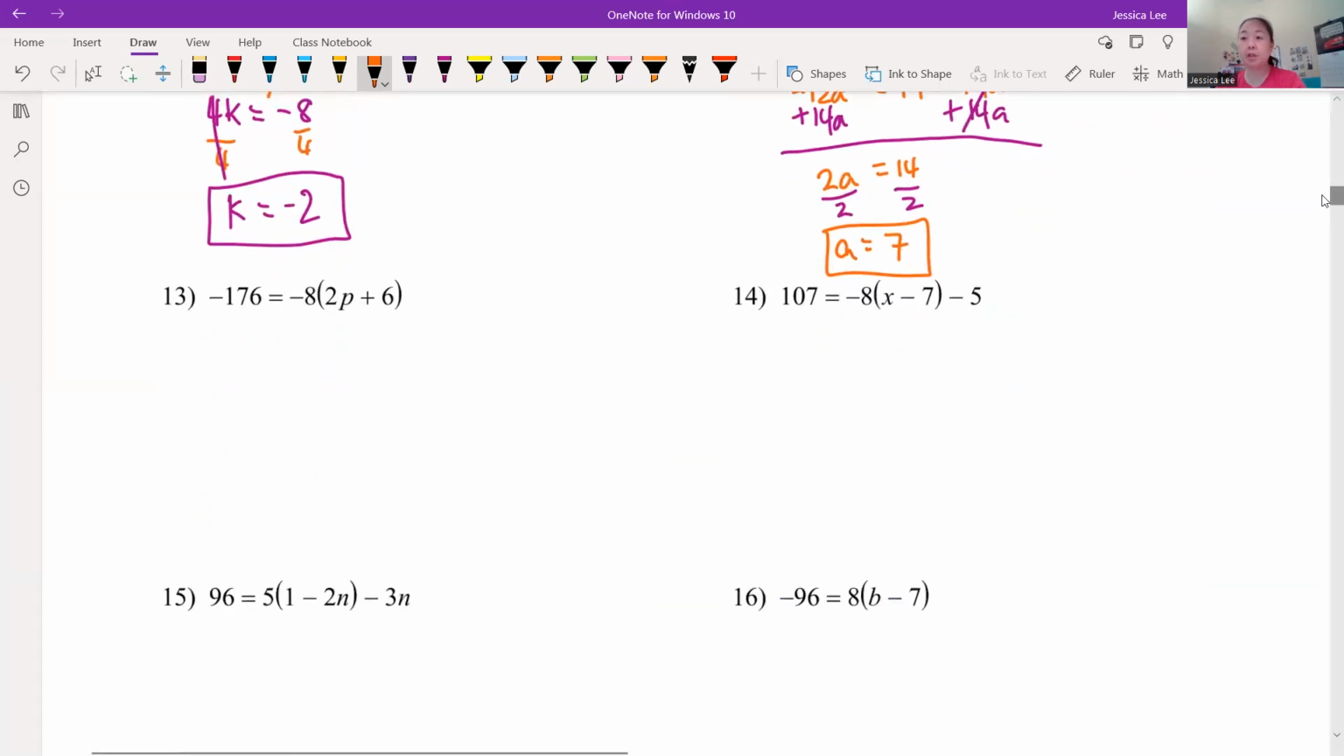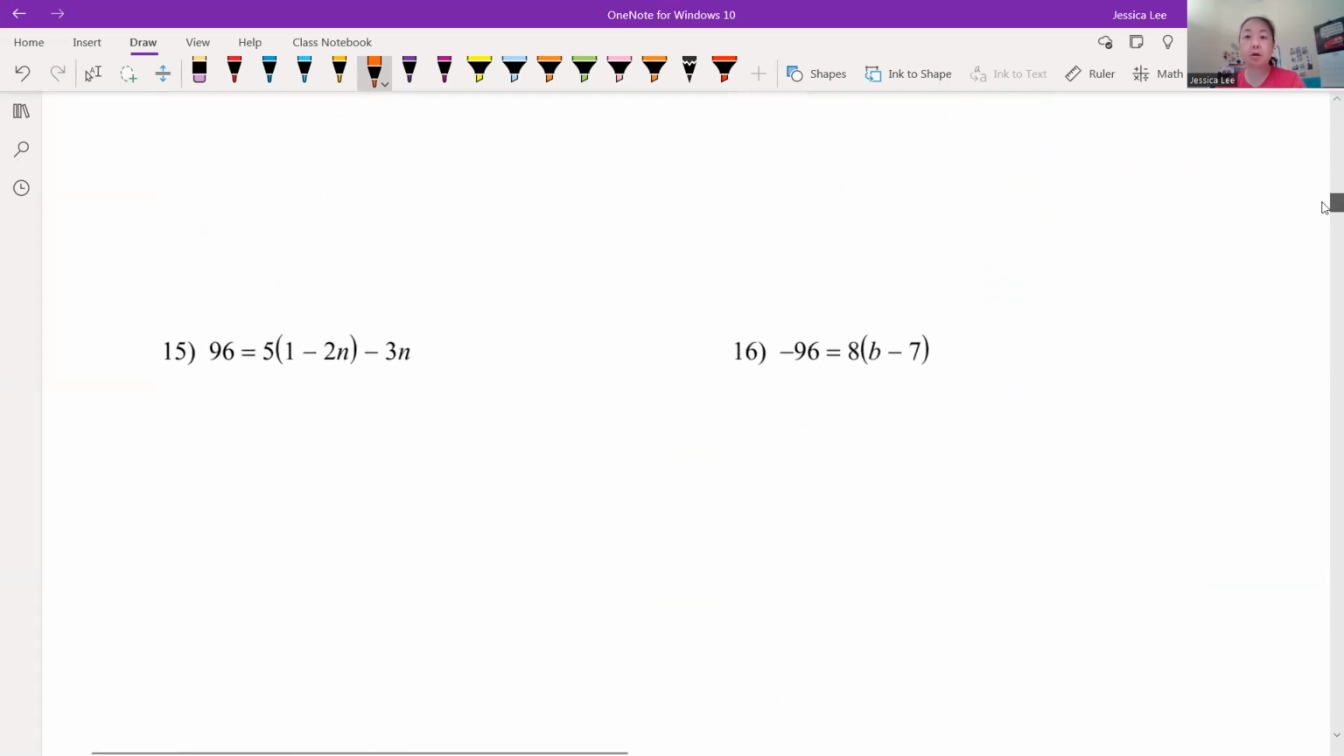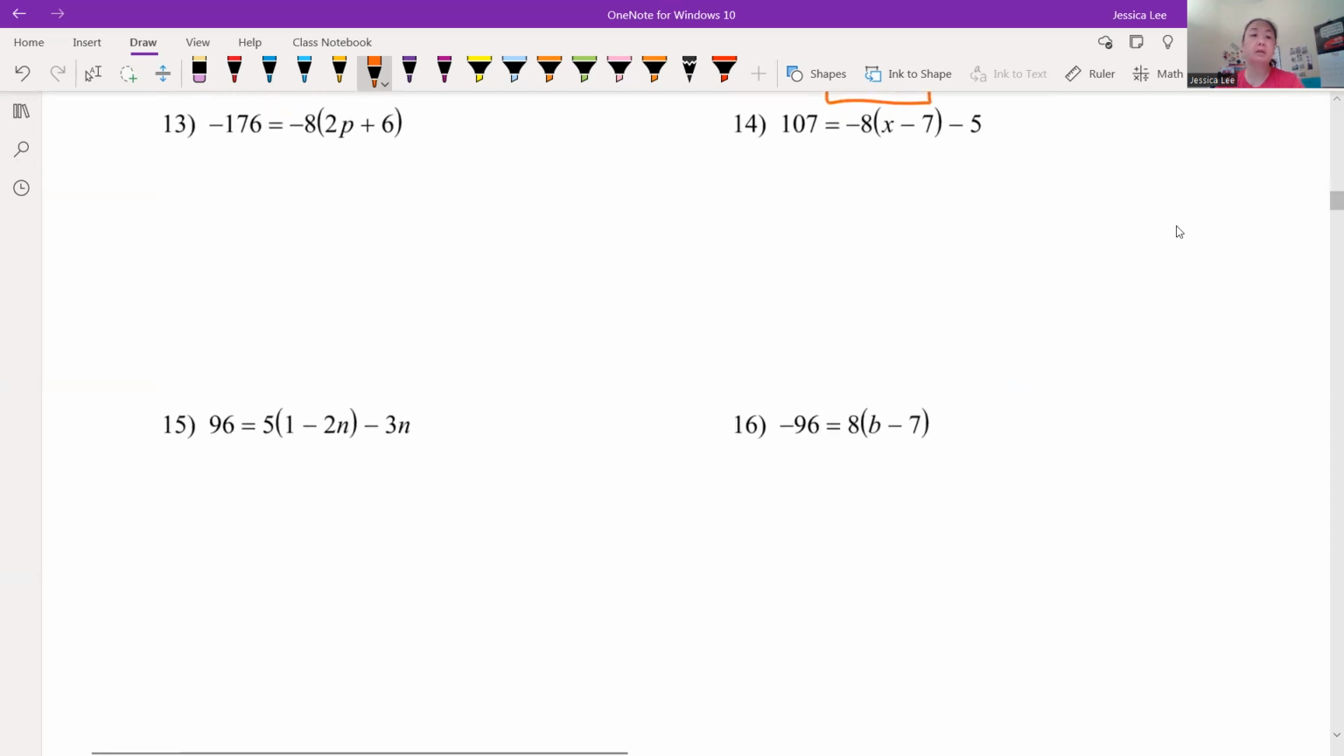Okay, we're going on to the next four. These are, again, solving for x, but now we have parentheses, so we're going to figure out the distribution. There are two ways to get rid of the parentheses. First way is to distribute. That's most common. Second way, if the negative 176 is divisible by negative 8, you can divide it out as well.